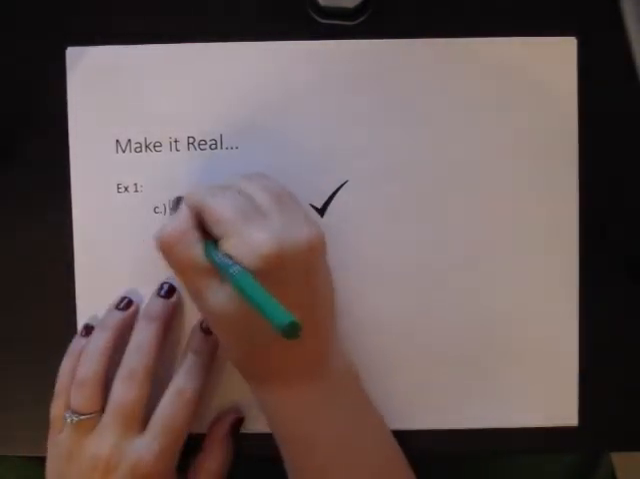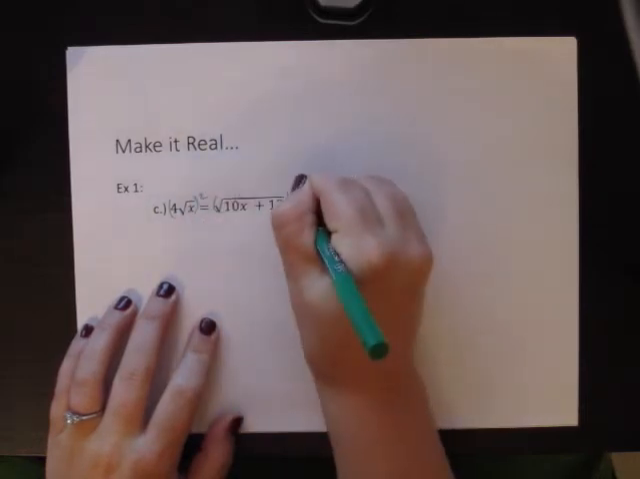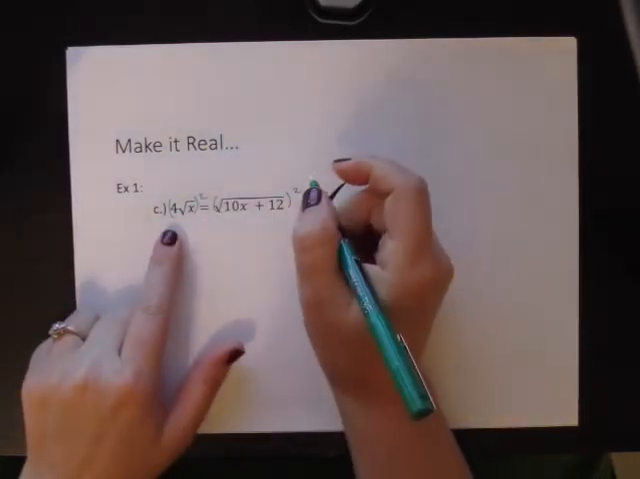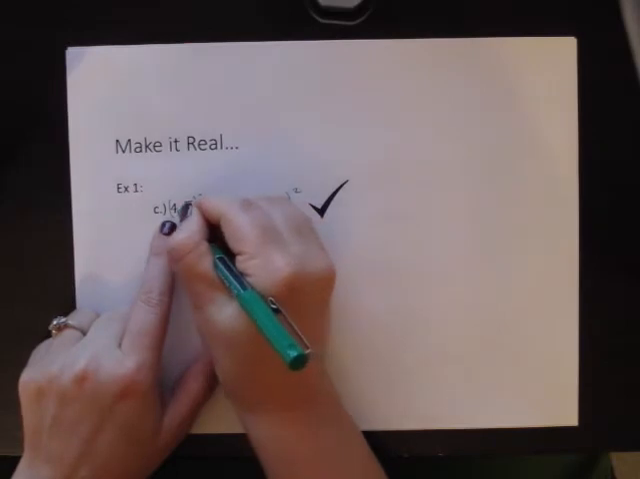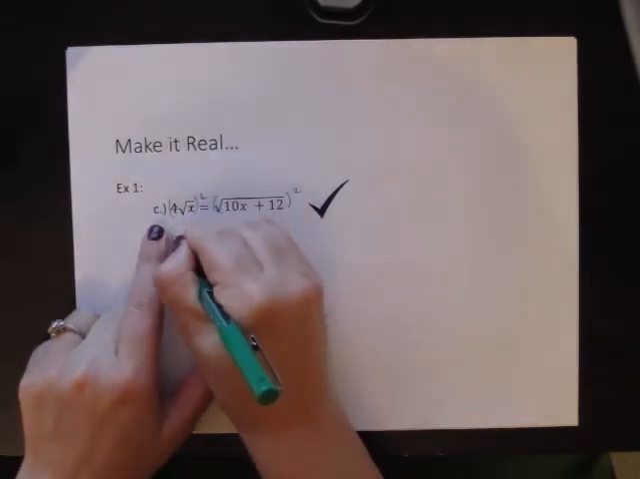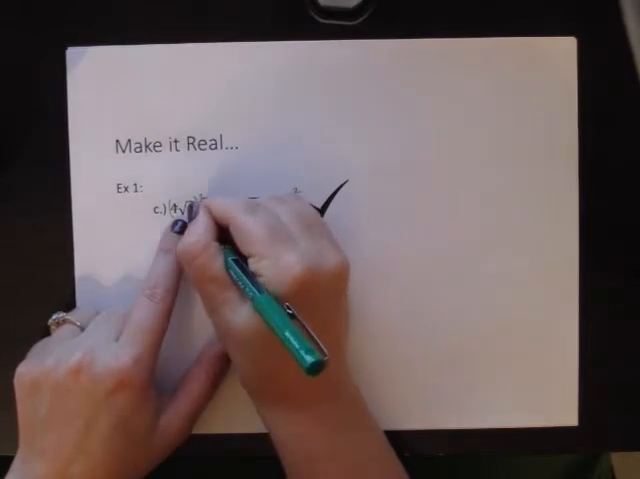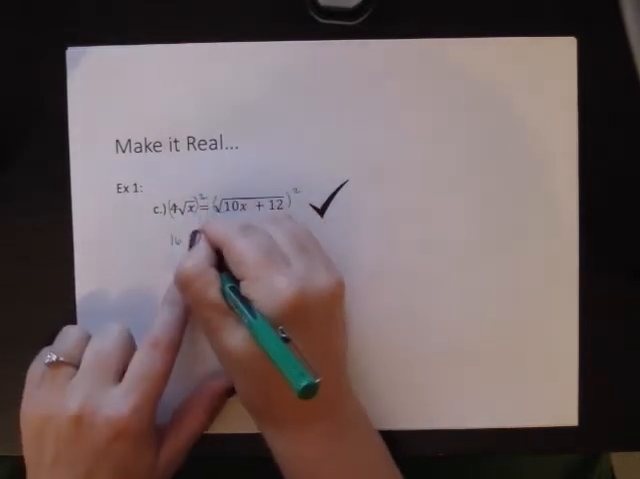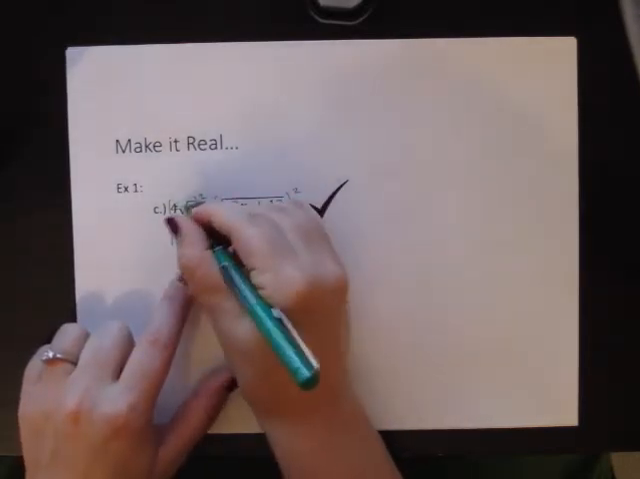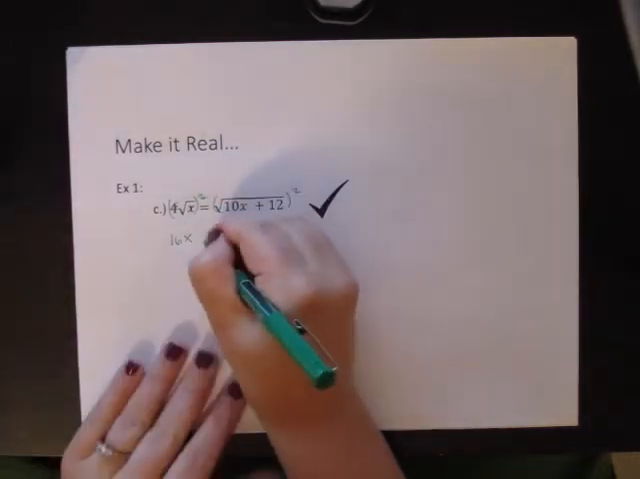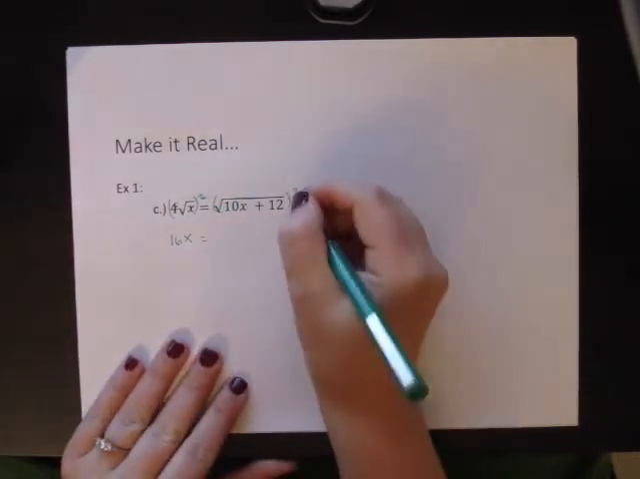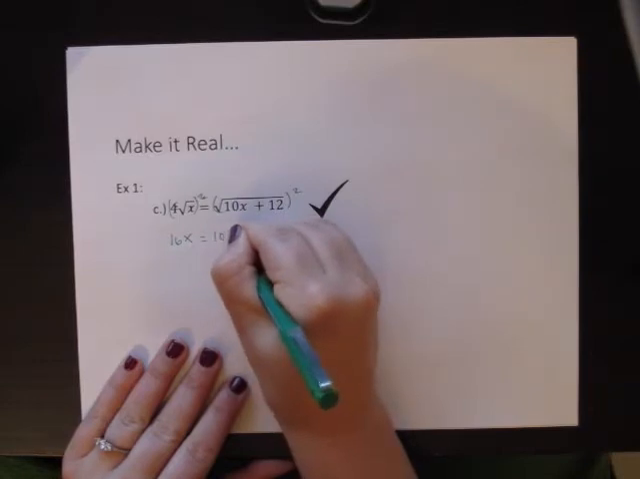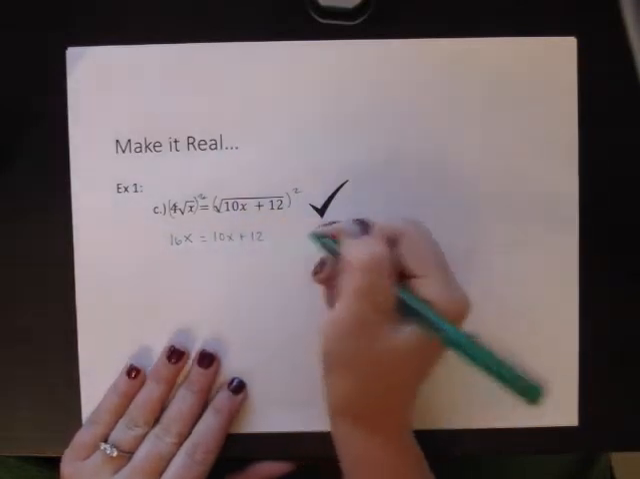Step 2, I'm going to square both sides. Now this is a place where people make this mistake. You have to make sure and apply it to both parts. So you have to go 4 squared, which is 16, and then the square root of x squared is just x. So I have to make sure to apply it to part A and part B. And then right here I'd be left with 10x plus 12.